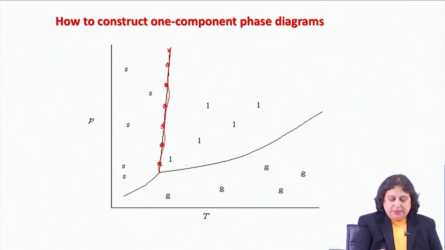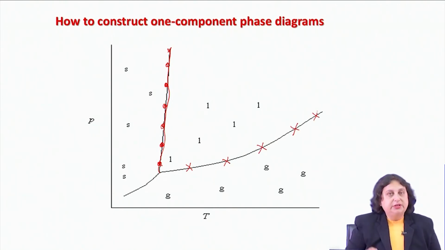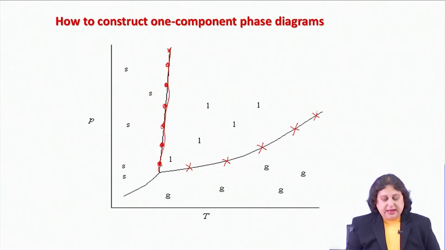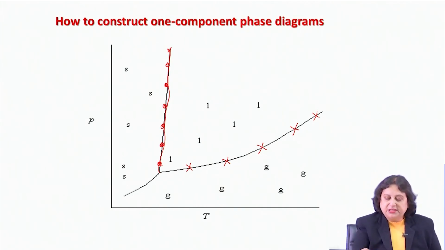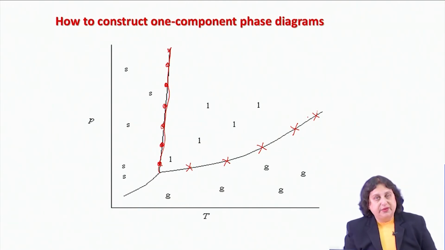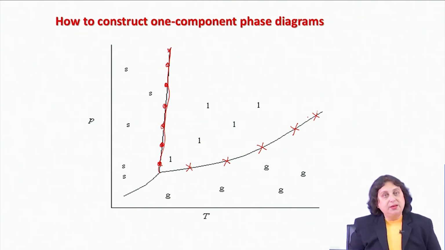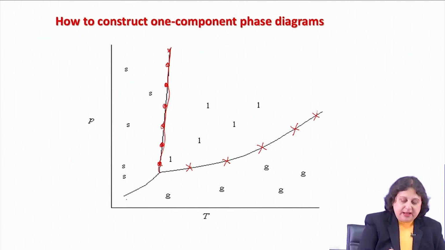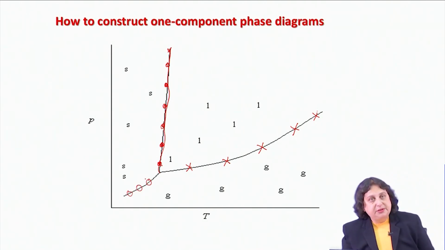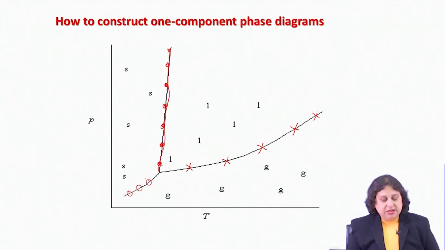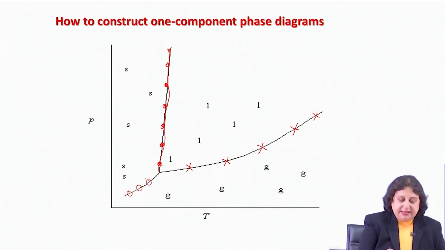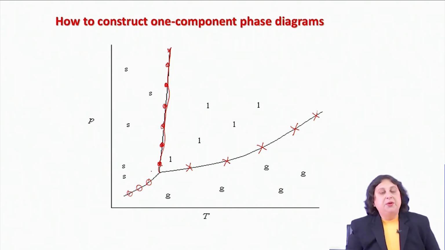Similarly, if I am pointing out certain values of temperature and pressure, what do they give me? They tell me that at these temperatures and pressures, the liquid and the gas phase can coexist in equilibrium. And finally, when I have a combination of these pressure and temperature values, I am talking about the phase equilibrium at these temperatures and pressures between the solid phase and the gas phase.